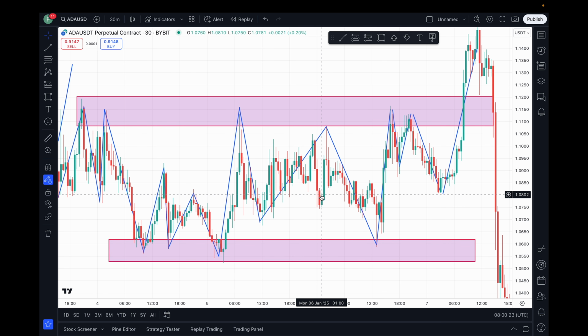So you can see from what I've just done right here that these two rectangles are the key levels or the key areas on this chart. They are the part where we have multiple rejections on the chart.